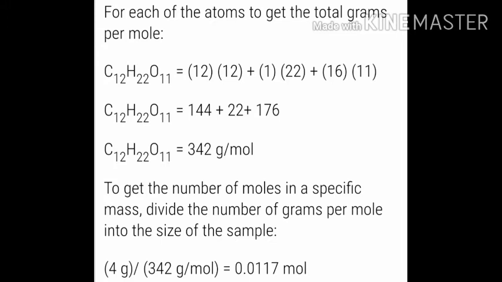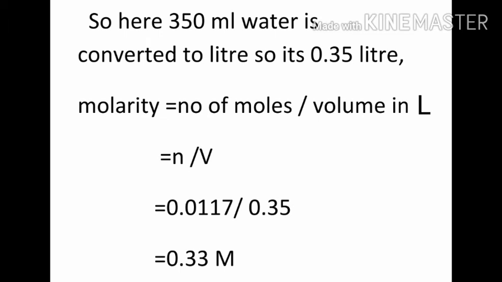Now we are finding the molarity by n upon V. We are converting volume from ml to liter. So 350 ml of water, that is solvent, we are converting to 0.35 liter. Now, to find the molarity we need the moles. Already we have calculated the number of moles, that is 0.0117 mole, and the volume, that is 0.35. So when we divide both values, we get the molarity, that is 0.033 molar, with the unit having capital M. This is the formula for finding the molarity, that is number of moles and volume of solution in liter.